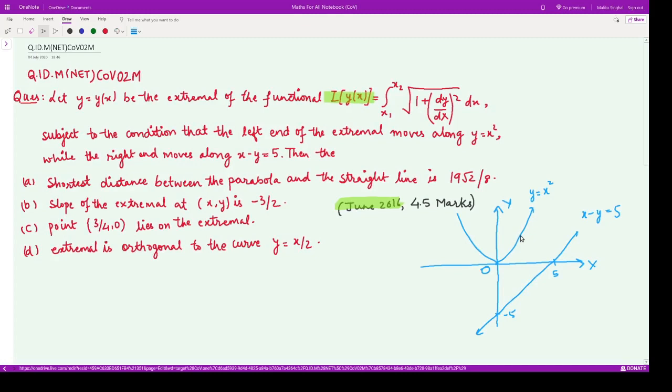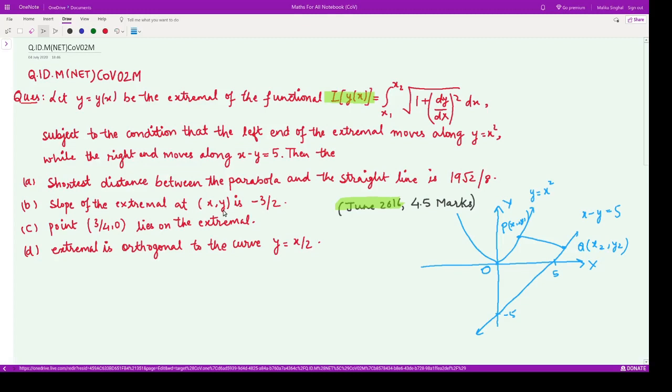So let us suppose here is one point, say P (x1, y1), and somewhere here there is another point Q which has coordinates (x2, y2), and we need to find that functional which passes through these 2 points and such that the distance between this point P and Q is the minimum, right? So in the question they are asking whether the shortest distance between the parabola and the straight line is 19√2/8.